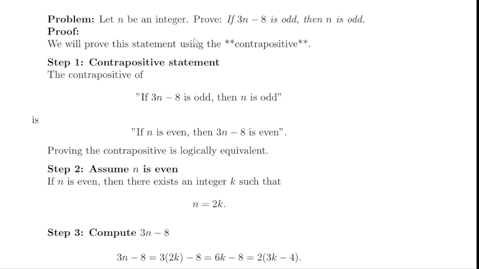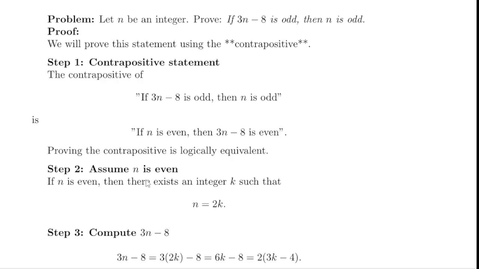In this video, we want to prove if 3n minus 8 is odd, then n is odd, where n is an integer. So we're going to prove this using the contrapositive. So we're going to start with negating the conclusion here. So instead of saying n is odd, I'm going to say if n is even, then 3n minus 8 is also even. So let's start with n being even.